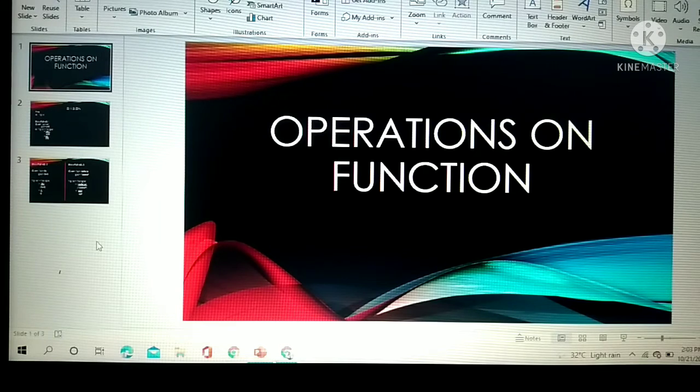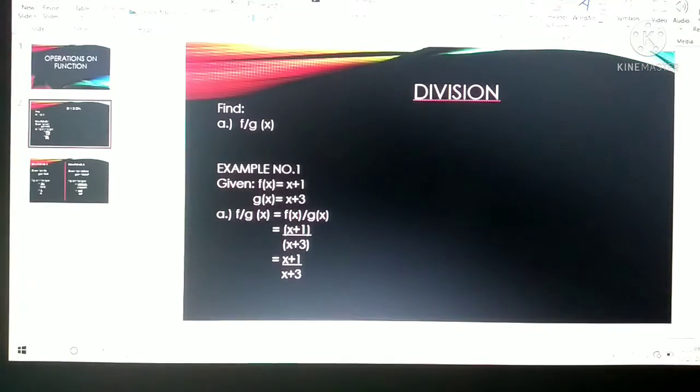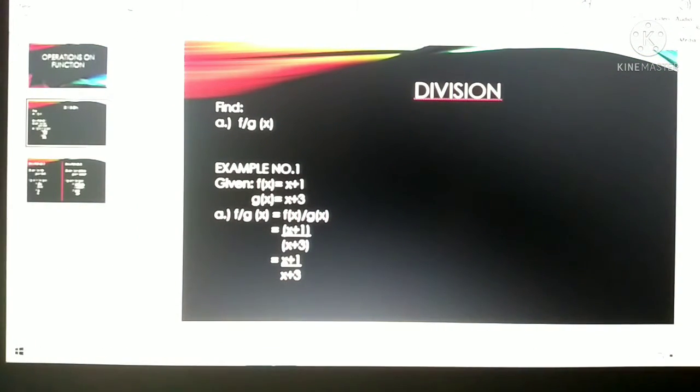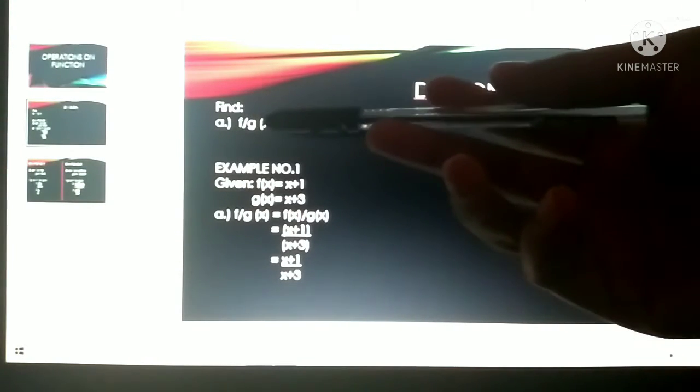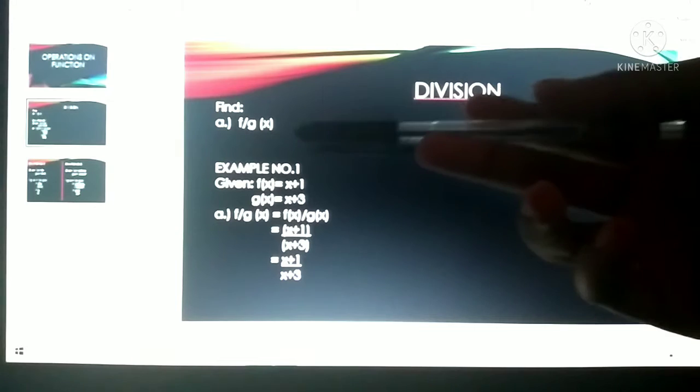Today I will be teaching you how to use division as operations and function. First, let us have an example using division. Let us find f divided by g, or f over g of x.